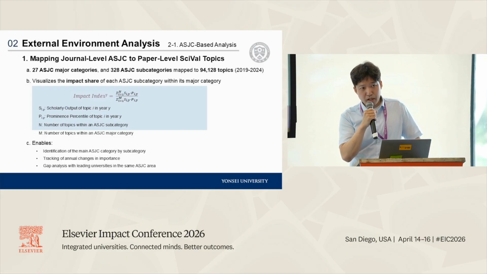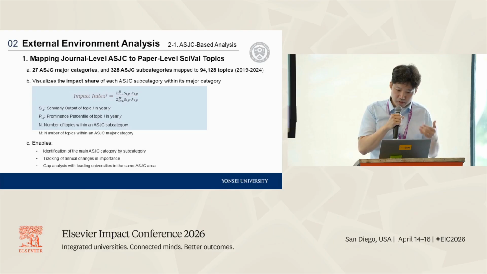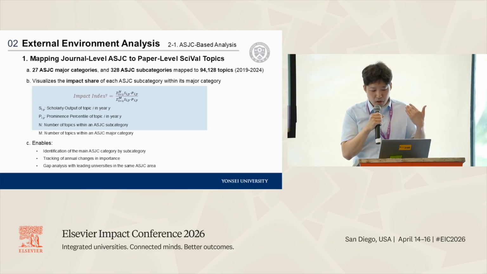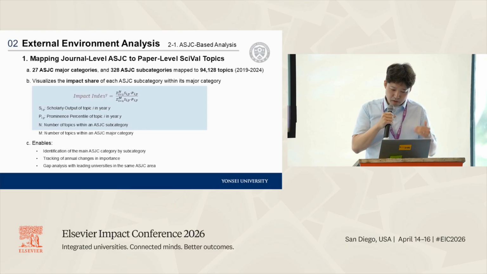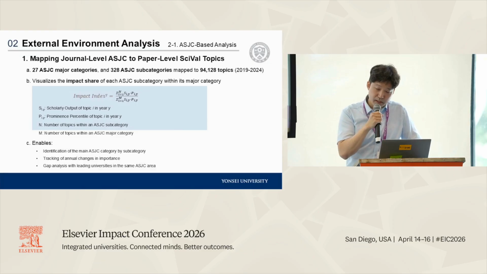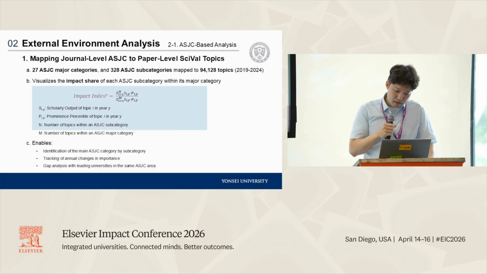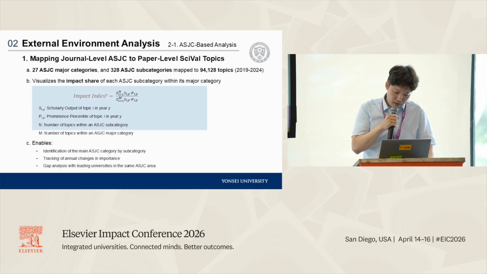For each topic, we have annual data on both scholarly outputs and prominence percentile. The denominator is the product sum of scholarly outputs and prominence percentile for all topics within an ASJC main category. And in the numerator, it's the same product sum between scholarly outputs and prominence percentile within an ASJC subcategory. So this normalized ratio represents the relative research power or influence that subcategory holds within its main ASJC.